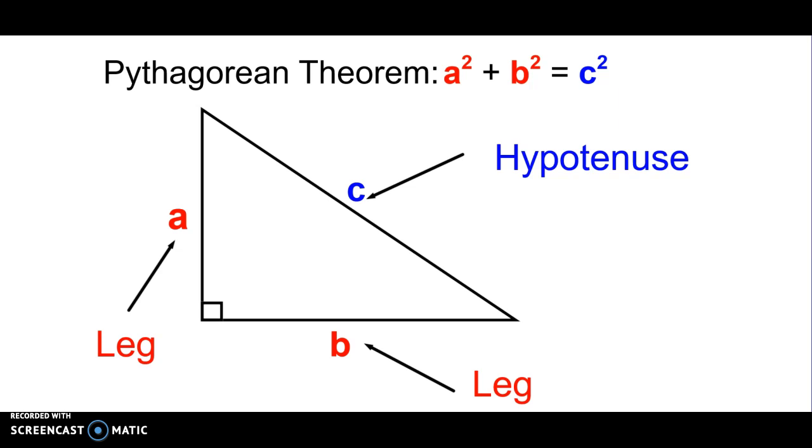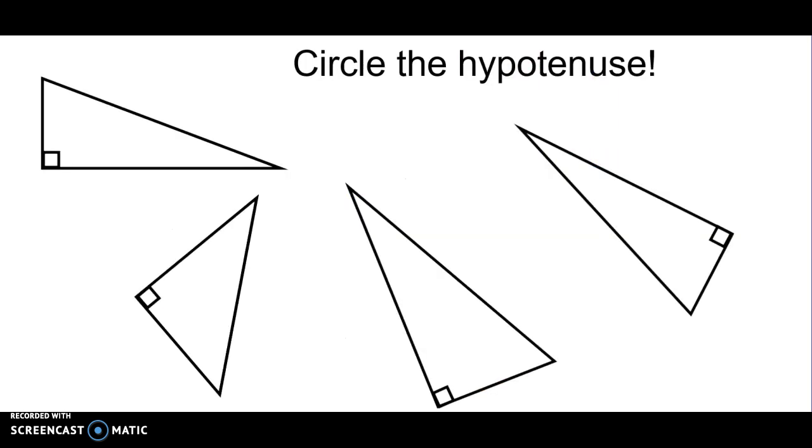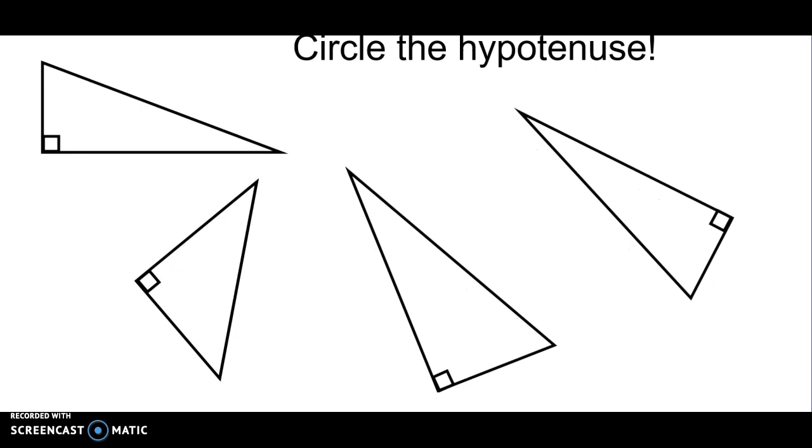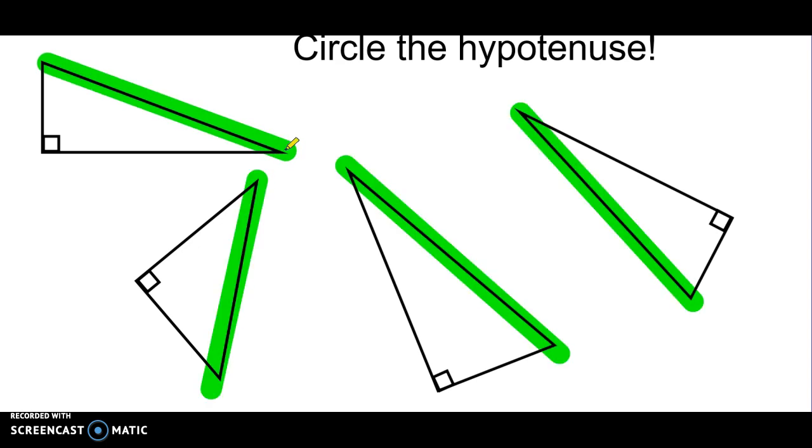So take a look at the next one. I want you to go through and circle the hypotenuse of each triangle. I'm going to do the first one. I'm going to use my highlighter. So here is the hypotenuse of this triangle. I need 3 more people to come up. So these are all correct.